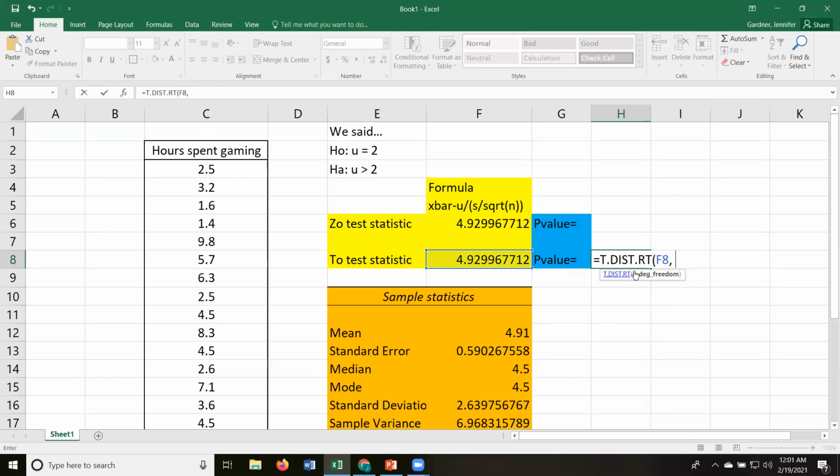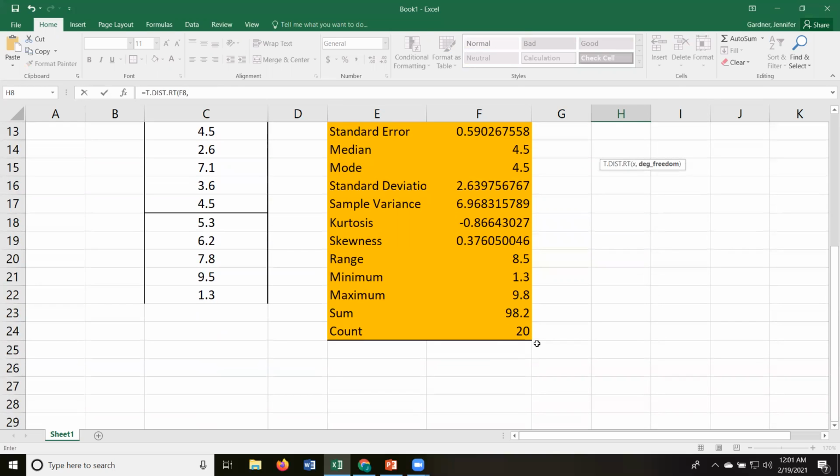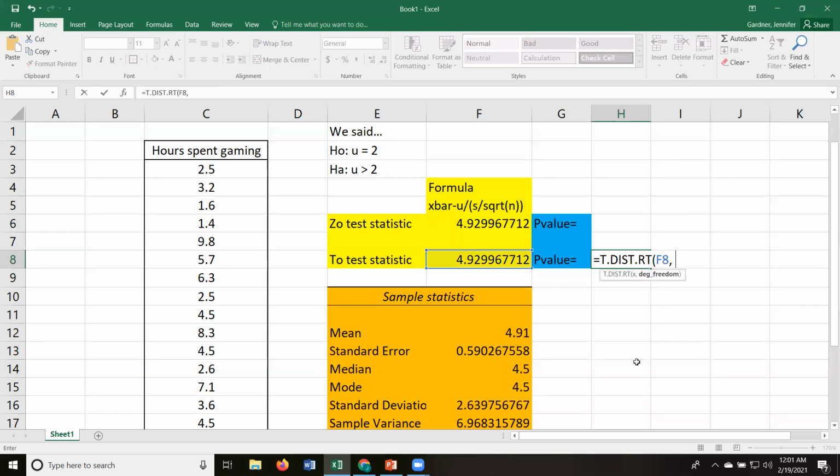And then it says degrees of freedom. Well, degrees of freedom is just your sample size, in this case, your sample size minus 1. So we're going to say our degrees of freedom is 19. So we have our test statistic, and we've got our 19 because it's one less than our 20. And I'm going to hit enter.